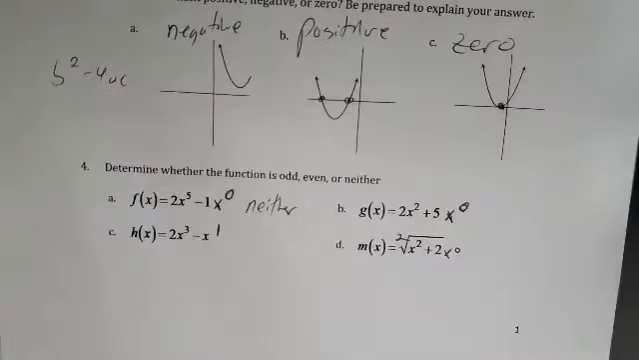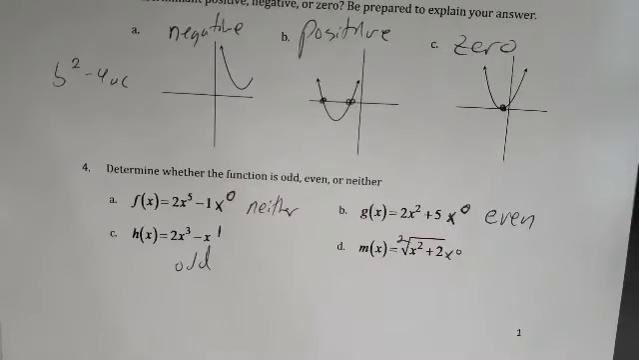Part C, is that odd, even, or neither? Odd. This is odd because we got 3 and 1. And what about this thing? The square root of x squared plus 2x to the 0. It's a little tricky. Even? It is even. Okay.